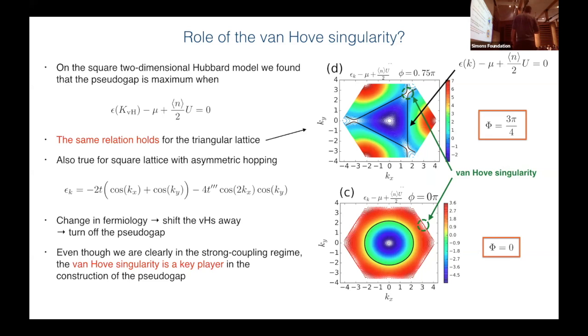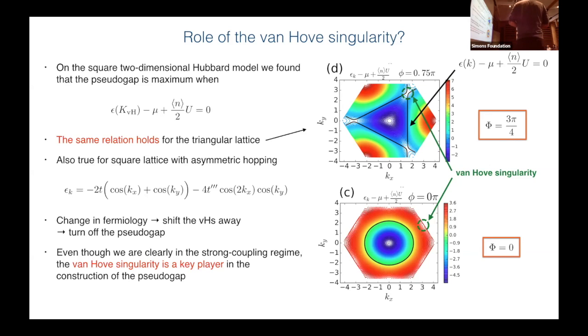And what we observe, and this is, I would say, empirical, we don't have a clear explanation for it now, is that if I look at the surface which is defined by the equation epsilon of k, this is the dispersion, minus mu, plus a Hartree shift equal to 0. So this is defining, if you want, a modified Fermi surface, a Hartree-shifted Fermi surface. These are the black lines here and here. And it turns out that when those lines go through the Van Hove singularity, there is an enhancement of the pseudogap. If it's far from the Van Hove singularity, we don't see a pseudogap.